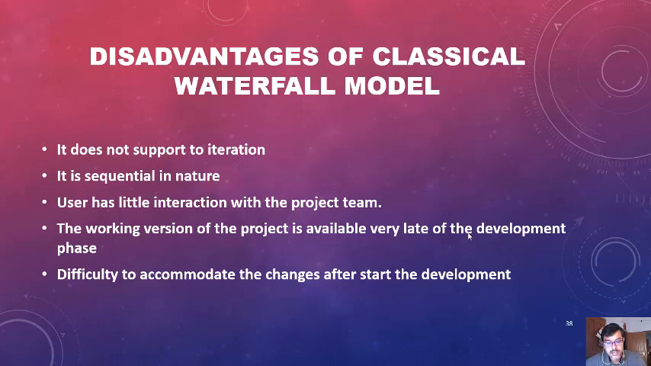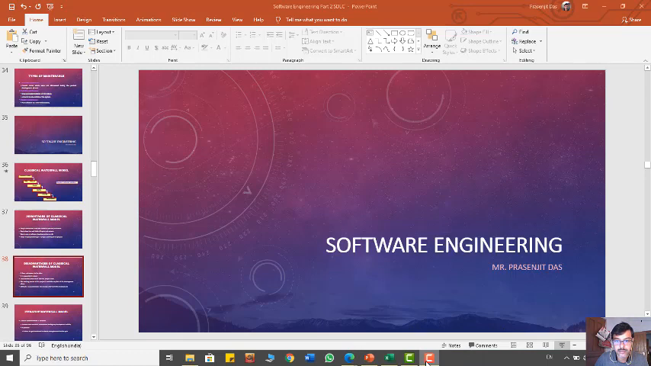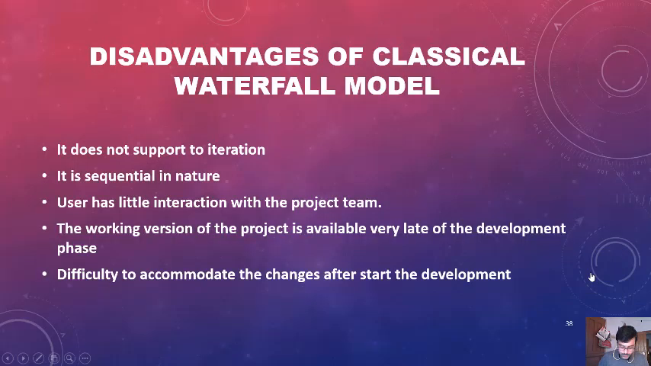Another is that the customer gets the opportunity to review the project very late in the life cycle, because the working version of the product is available only at the end of the software development life cycle. The model also has difficulty in accommodating changes in the product after the development process starts. So these were the problems we have found in the software development lifecycle model.